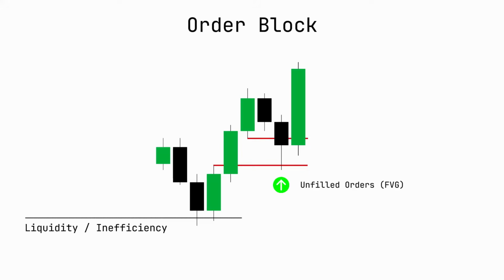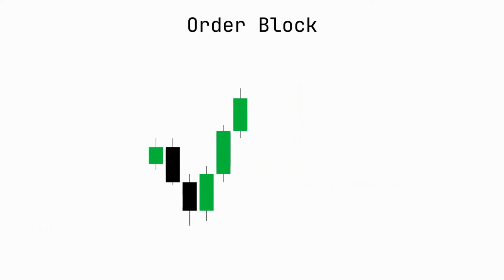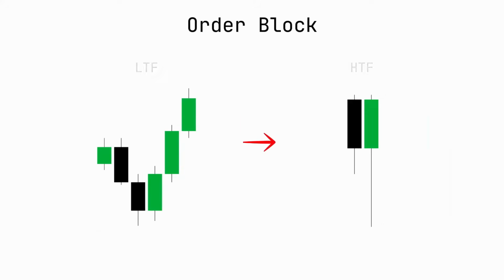It's a zone where control switches from sellers to buyers, or vice versa. Because of this, it becomes a natural area of reaccumulation or distribution, similar to how support and resistance zones attract attention. On higher time frames, this often appears as a rejection block, which we'll cover later.